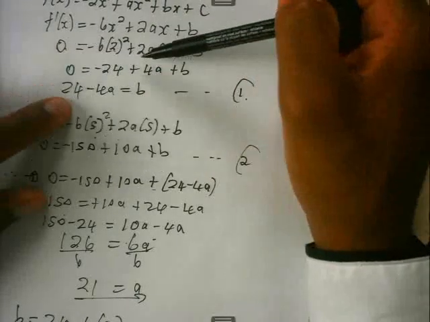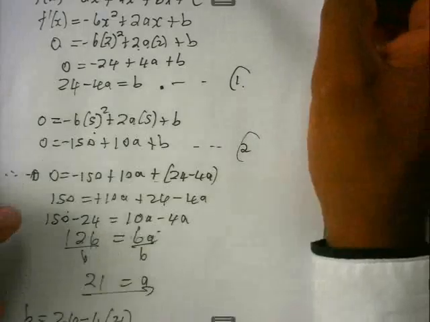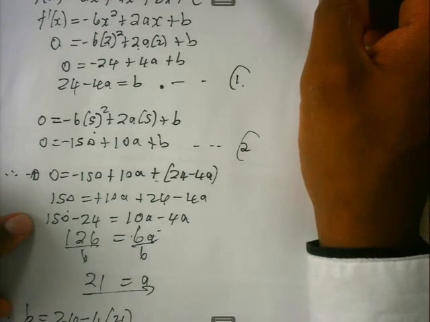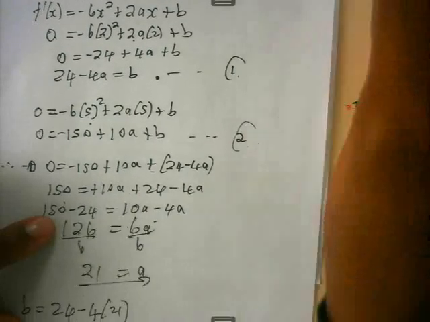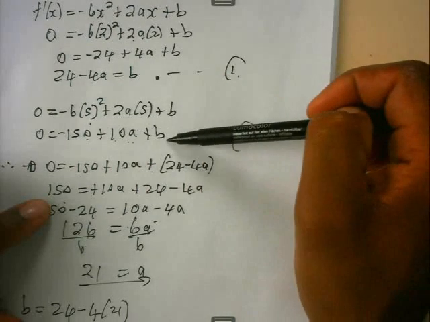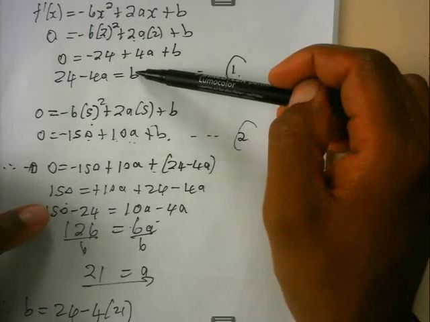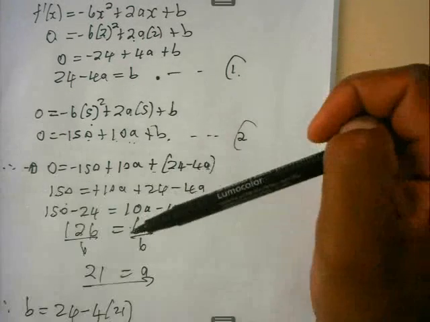And now we simplify. We had the first equation, which is 24 minus 4a is equals to b. Then another one: we substituted the second value of x there as well, to have minus 150 plus 10a plus b. Of course, now we can see we have two unknowns. We can make b the subject of the formula, then we substitute it in.